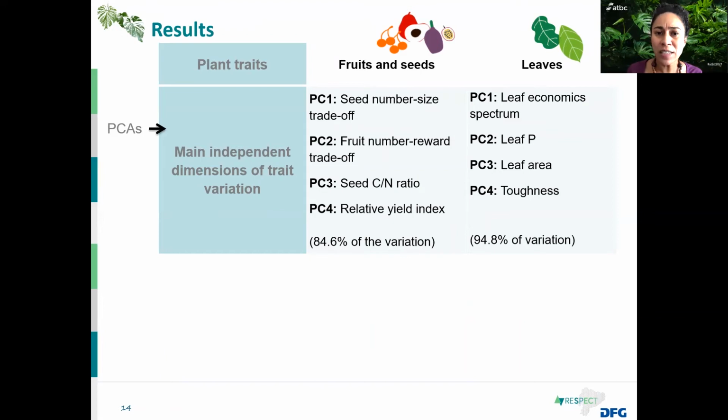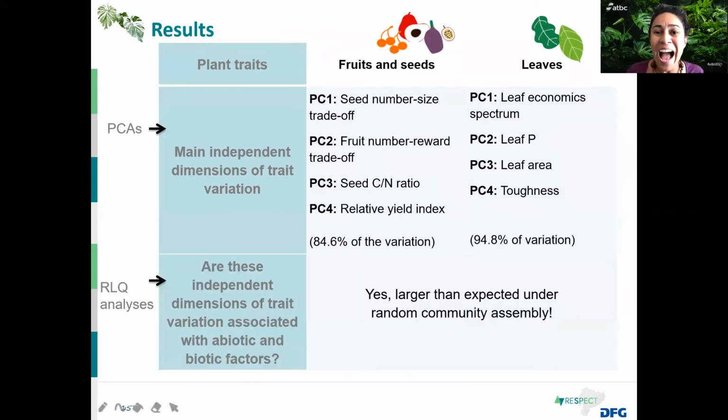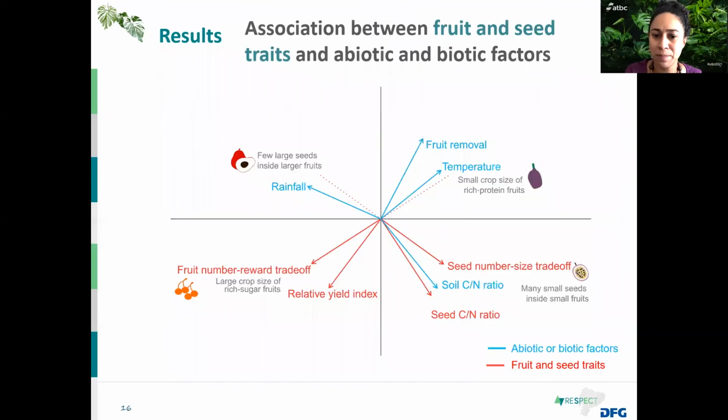We also conducted separate principal component analyses to identify the main independent dimensions of trait variation for fruit and seeds and also for leaves. Here you can read these findings. After that, we ran an RLQ analysis and we found that the general association between the main independent dimensions of trait variation identified and the abiotic and biotic factors were larger than expected under random community assembly. Let's look at the details.